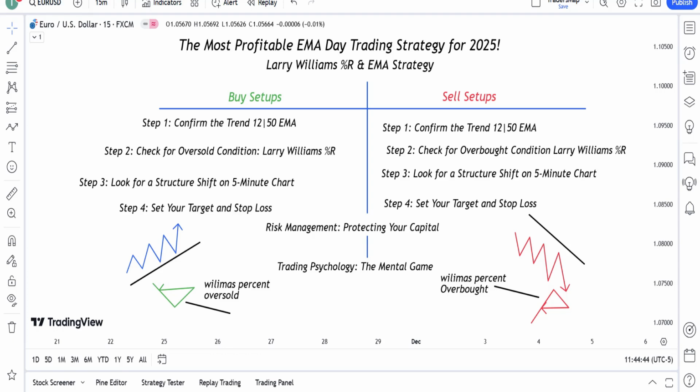Let's quickly recap the sell setup. 1. Confirm the bearish trend with the 12 and 50 EMA on the 15-minute chart. 2. Use the Williams %R indicator to spot overbought levels. 3. Shift to the 5-minute chart and wait for a structure shift. 4. Enter on the breakdown and manage your trade with a 1 to 3 risk-reward ratio.